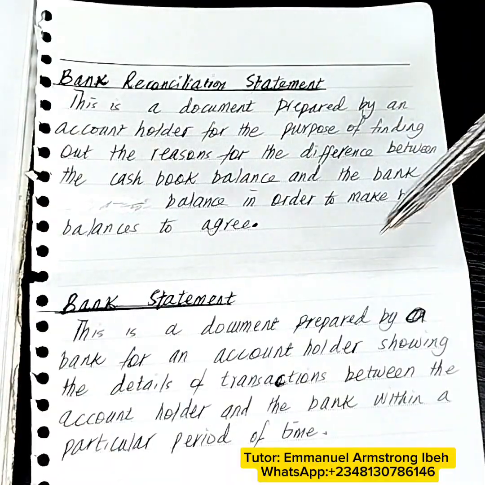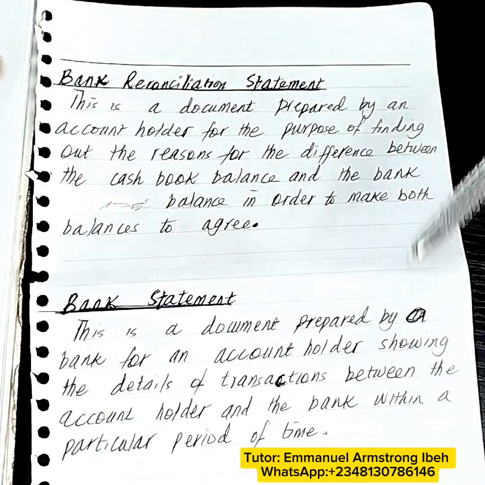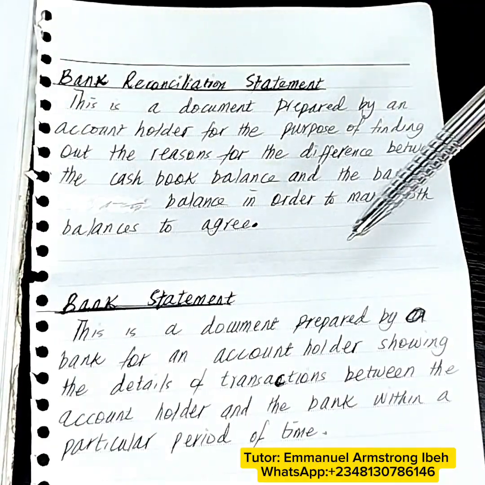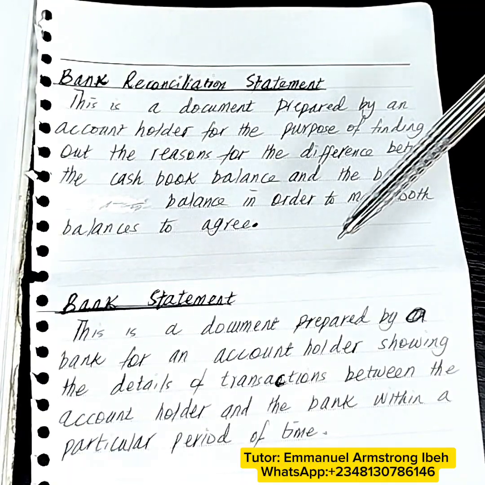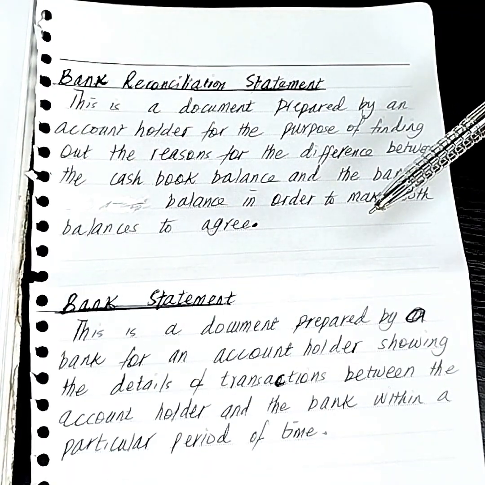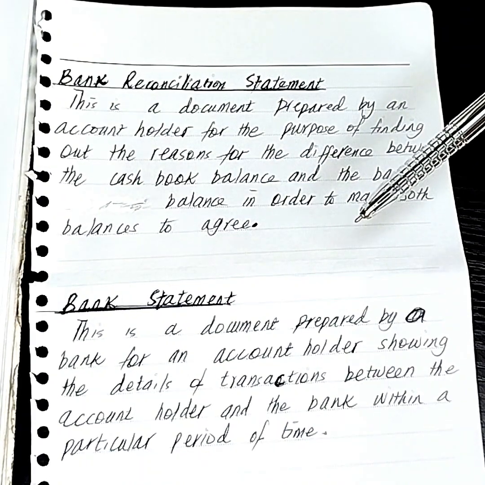What are the things that make the value in the bank column of the cash book to be different from the value in the bank account column of the account holder? That is what we shall see soon.